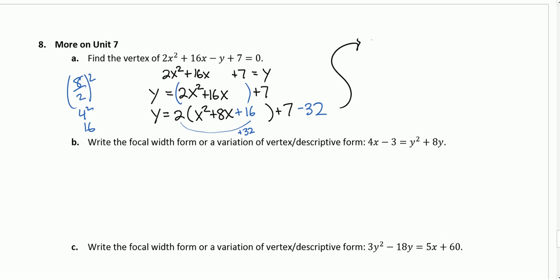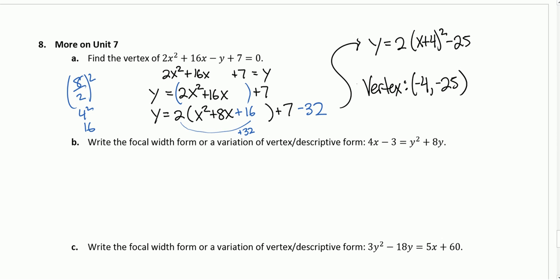Next step, we factor. So y is equal to 2 times, when you factor that you get x plus 4 times another x plus 4, which is x plus 4 squared, and then 7 minus 32 is negative 25. So now we can see that our vertex is going to be negative 4, taken from the x plus 4 squared, that's our x value, and then negative 25.